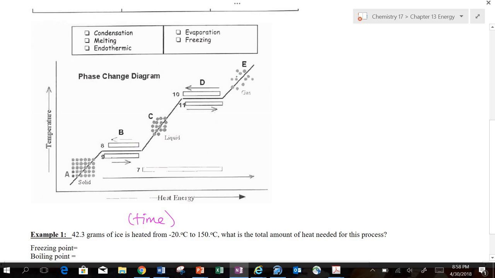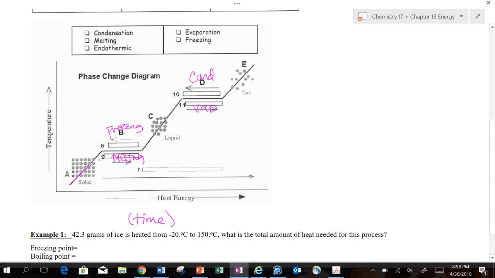If you look going here, this is melting. We're going from a solid to a liquid. Here we're going from a liquid to a gas, so that's vaporization or evaporation, whichever one you want to look at. This is going to be the opposite, so this will be condensation. And then this will be going from a liquid to a solid, which is freezing. Just a couple of things to remember.